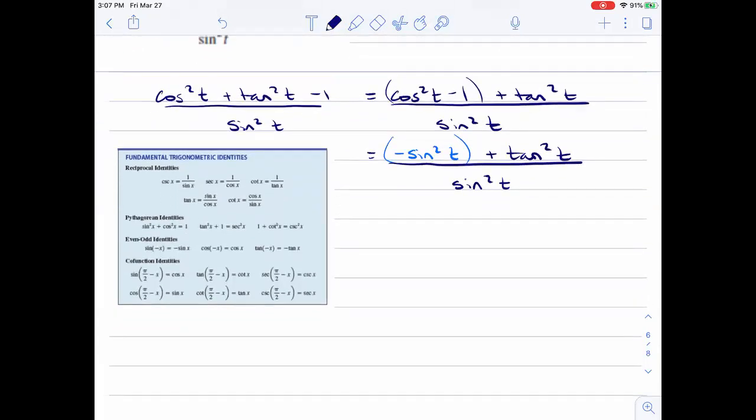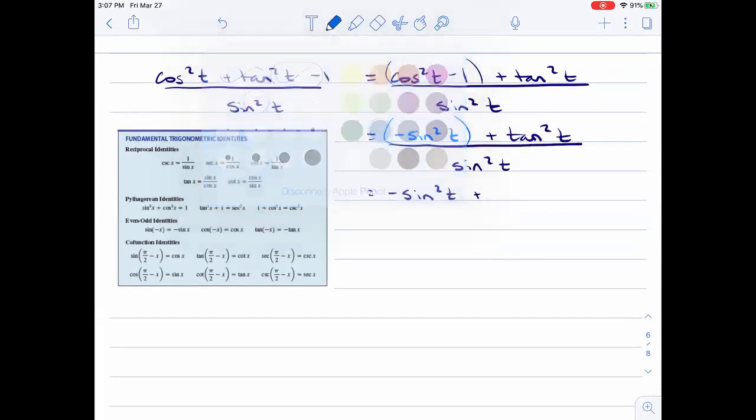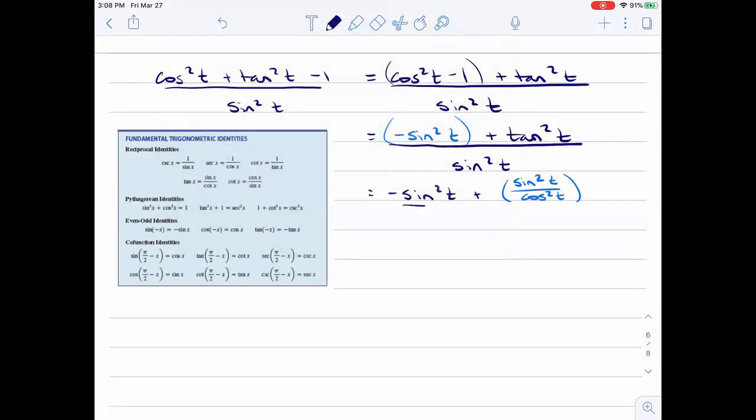And sometimes I'll just kind of see it fall in, but that's because I've done so many of these proofs before, right? What I'm seeing is that I could rewrite this in terms of sine and cosine, and then I'm going to end up with probably a sine squared, cosine squared, and then those will cancel out. So let's see what happens if I rewrite tan squared t as sine squared t over cos squared t. So we've got negative sine squared t plus sine squared t over cos squared t, over sine squared t. Okay.